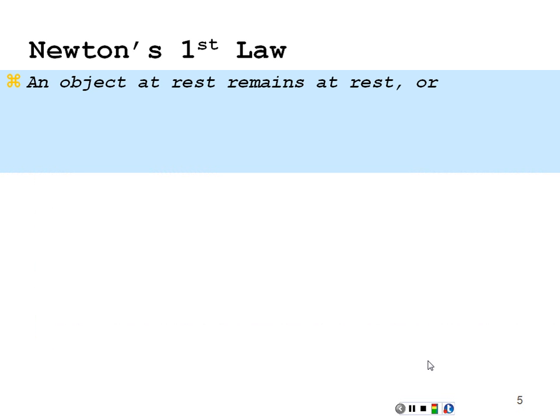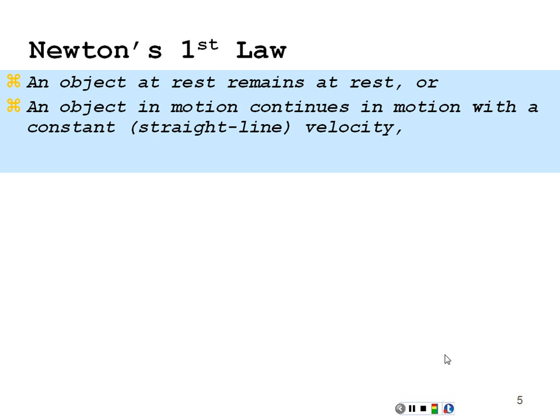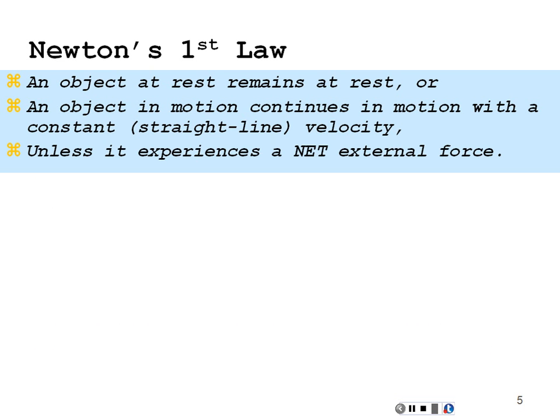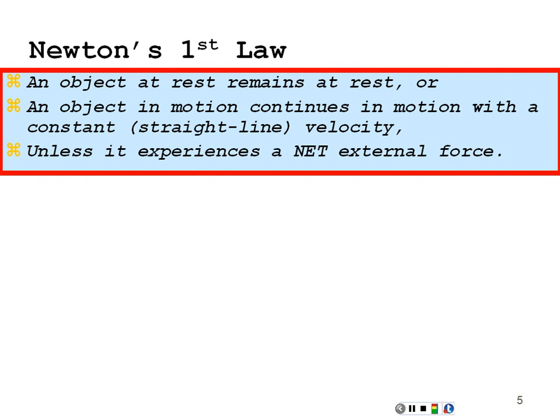Here's Newton's first law. An object at rest remains at rest, or an object in motion continues in motion in a constant straight line velocity unless it experiences a net external force. So what he's saying is the natural way of things is if an object's at rest, it will remain at rest. Or if an object's already in motion, moving in constant straight line velocity, it will remain in constant straight line velocity forever and ever unless there's a net force on it.